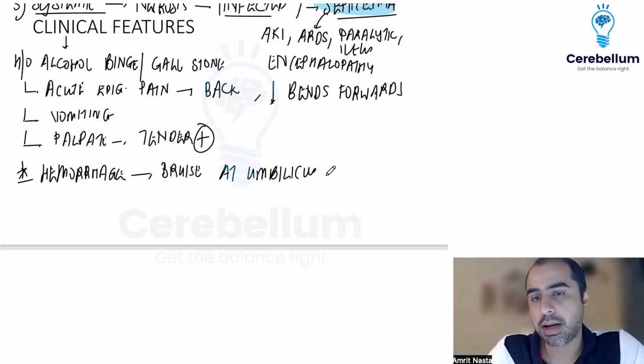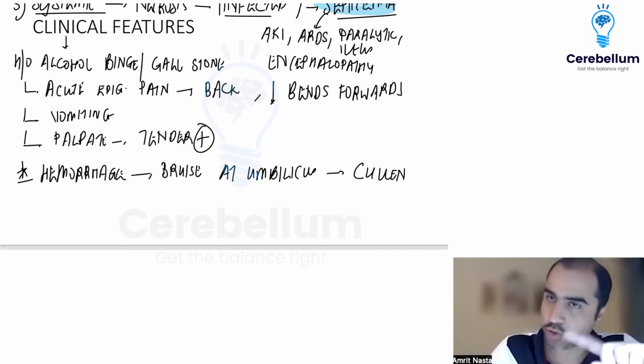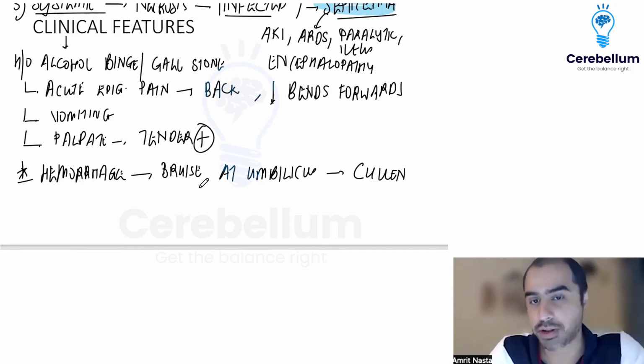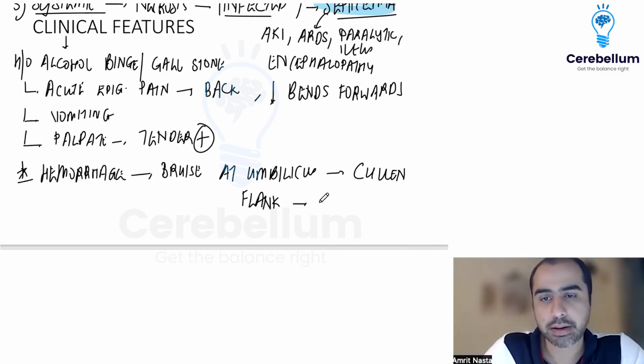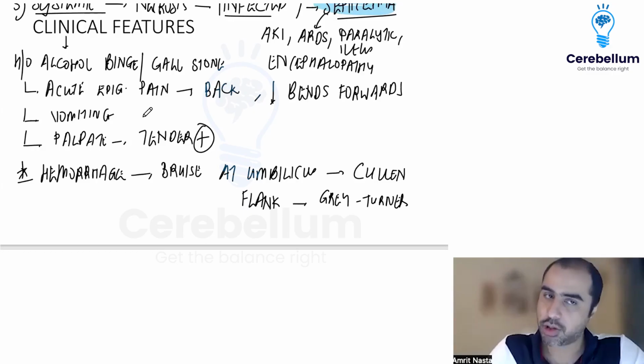Cullen sign means there is a peripancreatic bleeding. It's a marker of bleed. It's not a marker of complication. It's a marker of hemorrhage. He can have bruising at flanks. That is called as Gray Turner sign. So ऐसे कुछ findings you can get in addition to these.